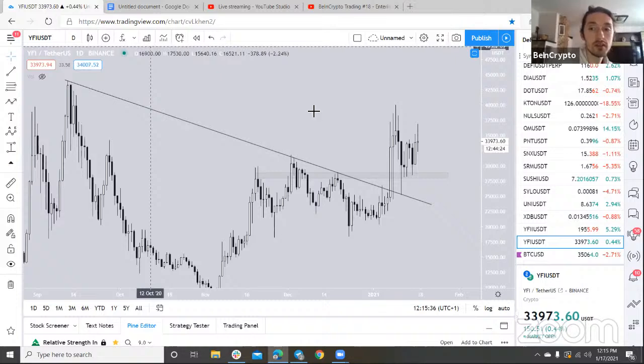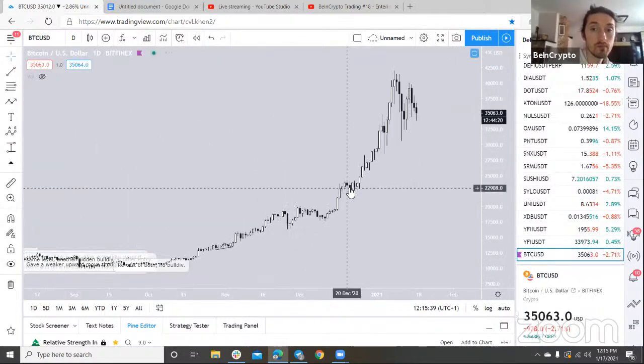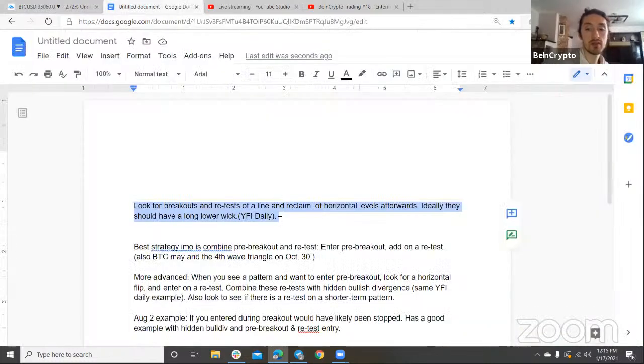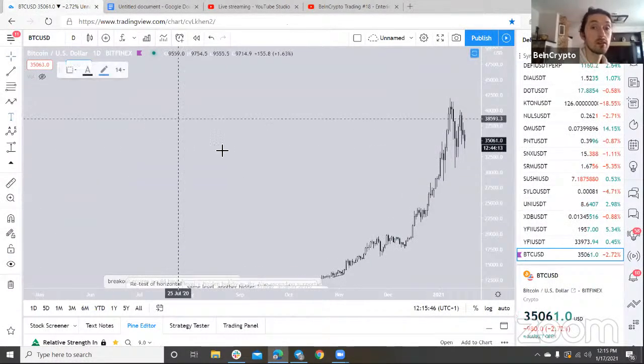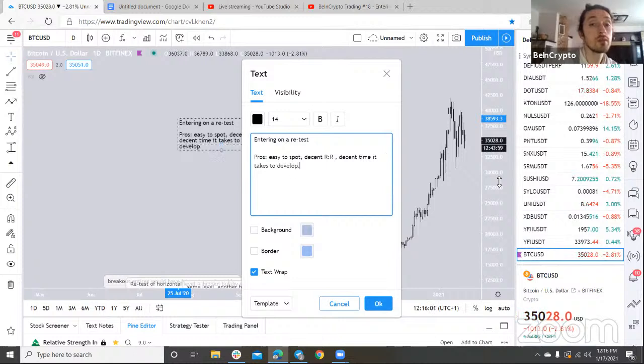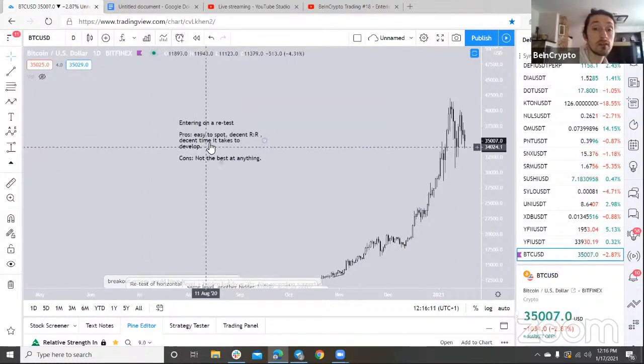Okay, so let me just do the pros and cons on this. So entering on a retest. Pros: easy to spot, decent RR, decent time it takes to develop. Cons: honestly, the only con is that it's not the best at anything. But if you take it individually, it doesn't really have any cons in my opinion.